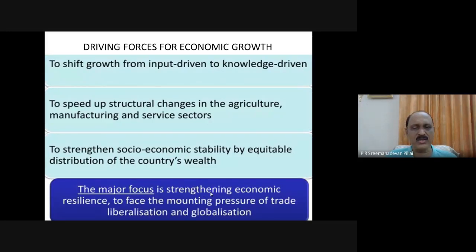So the major focus is on resilience to face the mounting pressure of trade liberalization and globalization. You know that globalization started with the term which Gorbachev framed, perestroika. After that, the USSR collapsed, and the world's countries have changed a lot. Now it's an open business across the world. When Manmohan Singh was the finance minister of India, he started the globalization process.